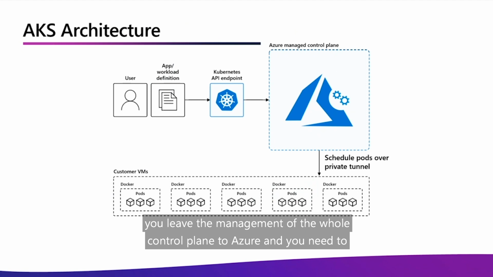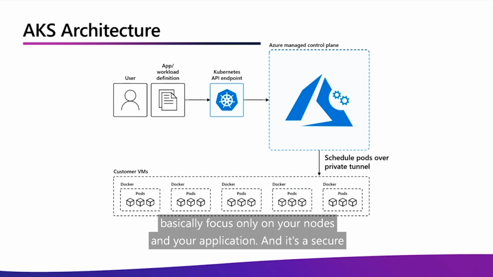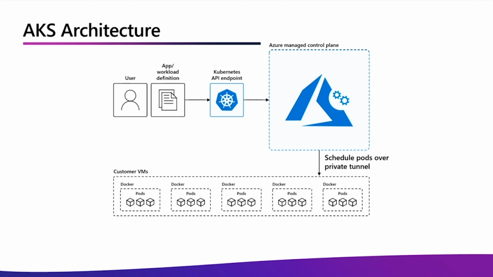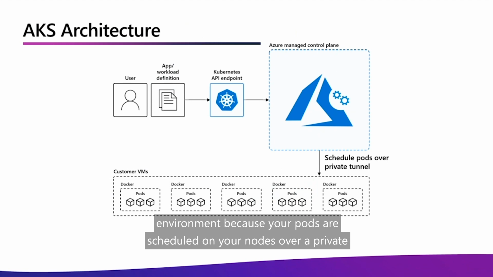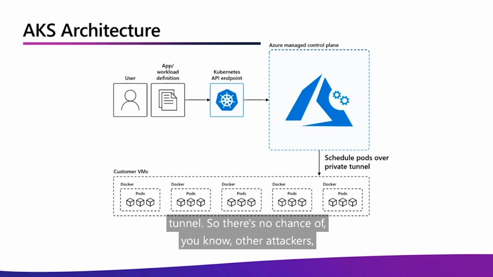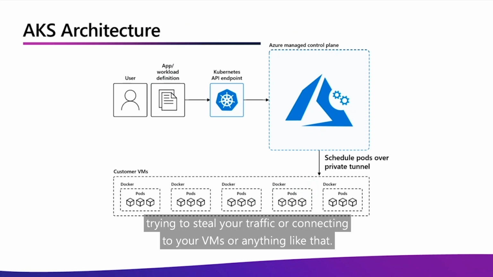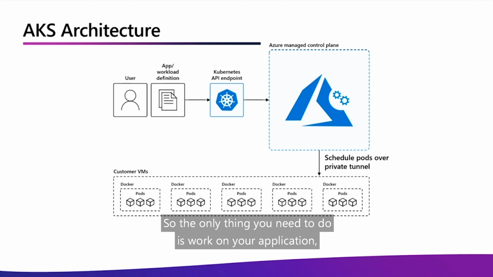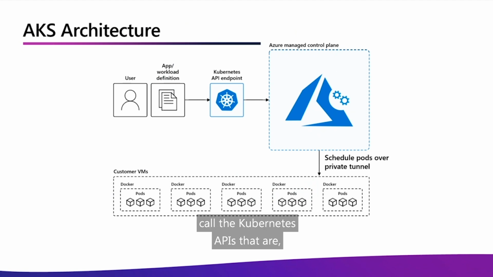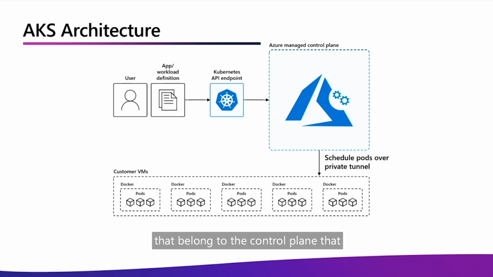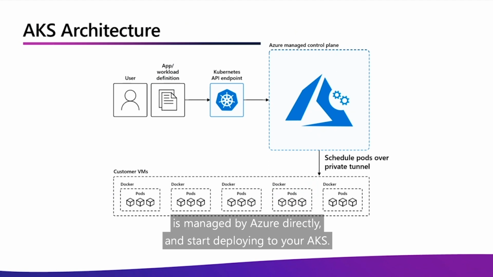In fact, you leave the management of the whole control plane to Azure, and you need to basically focus only on your nodes and your application. And it's a secure environment because your pods are scheduled on your nodes over a private tunnel. So there's no chance of other attackers trying to steal your traffic or connecting to your VMs or anything like that. So the only thing you need to do is work on your application, call the Kubernetes APIs that belong to the control plane that is managed by Azure directly, and start deploying to your AKS.